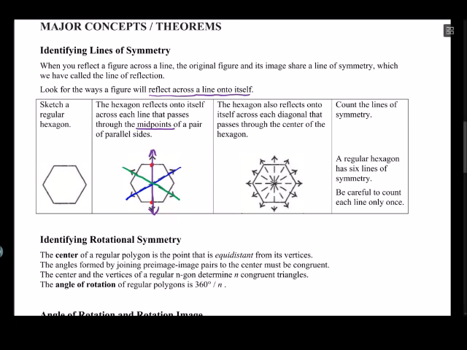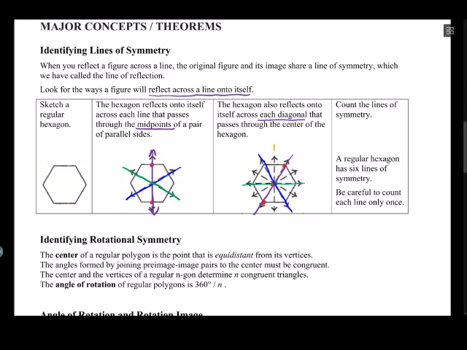Our hexagon also reflects onto itself across each diagonal that passes through the center of the hexagon. So here is our center, and now we are folding it on the vertices. So we are going to add this line of reflection, this line of reflection, and this line of reflection. So now we found all the ways that we can reflect our hexagon, and now we count up how many lines of symmetry there are.